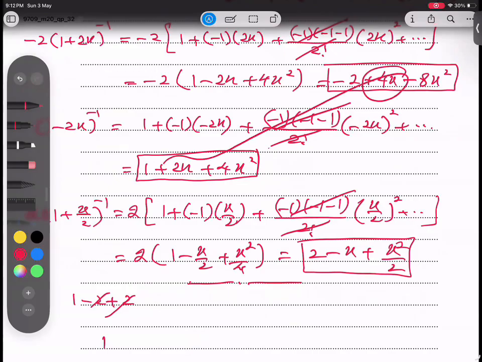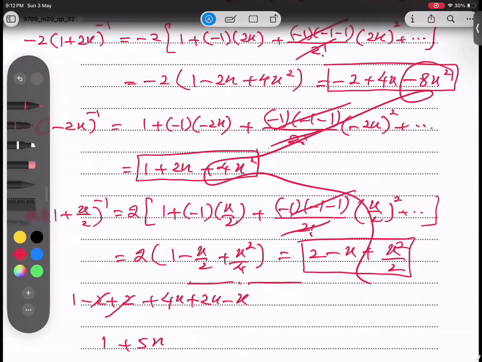So plus 4x and plus 2x, plus 4x and plus 2x and minus x. So 6 minus 1, 5x. So we get a 5x. Now the x square term from here: x square term and x square term.